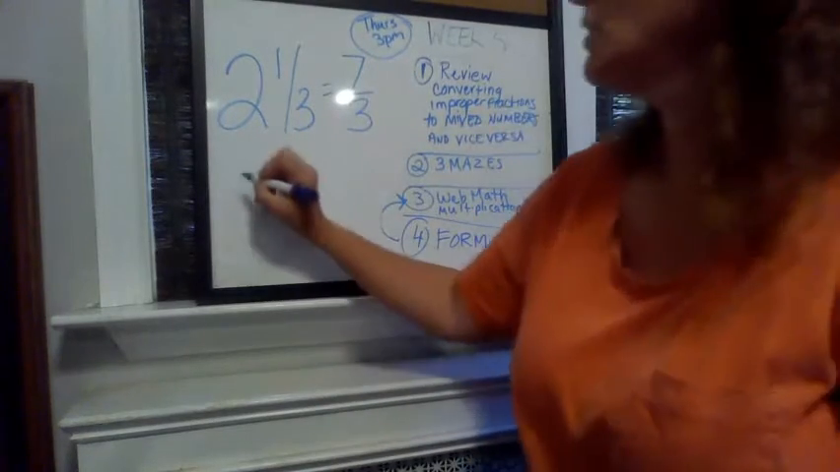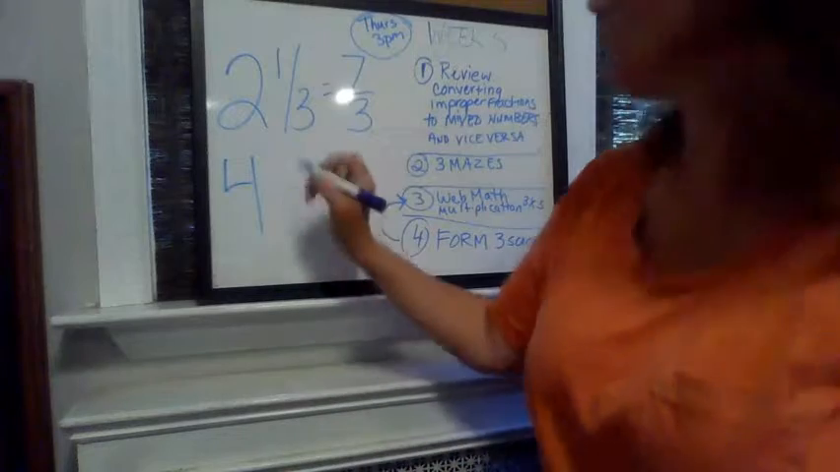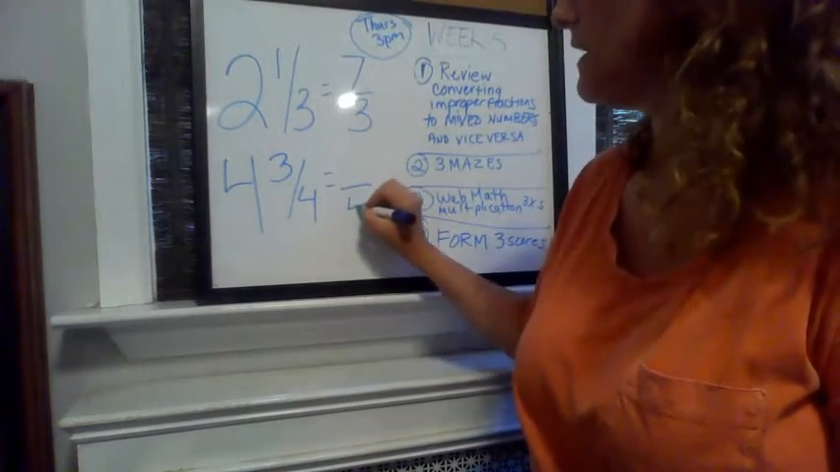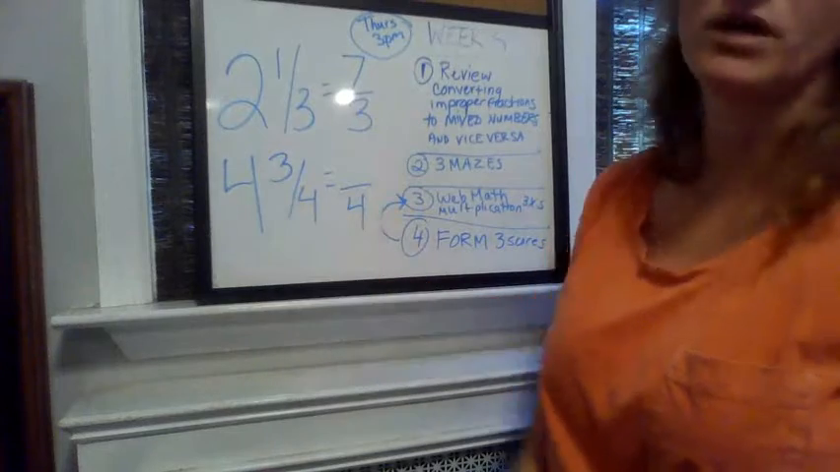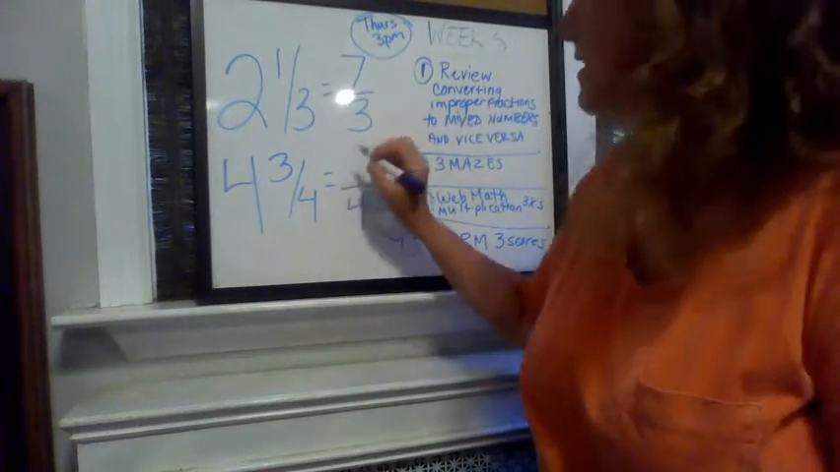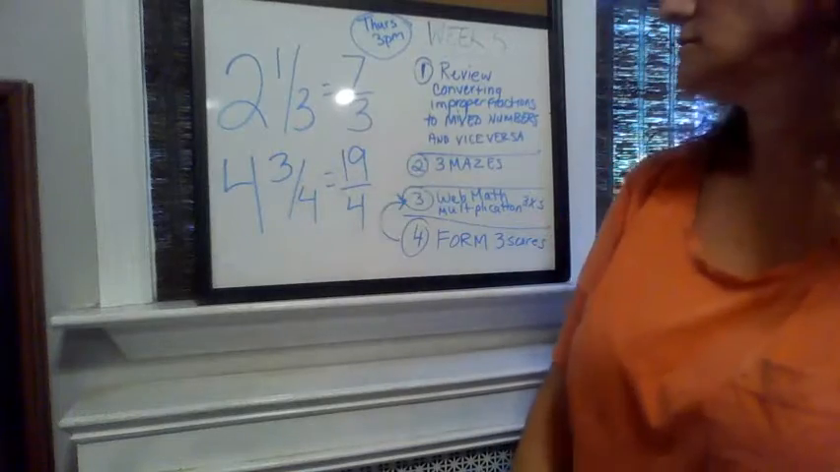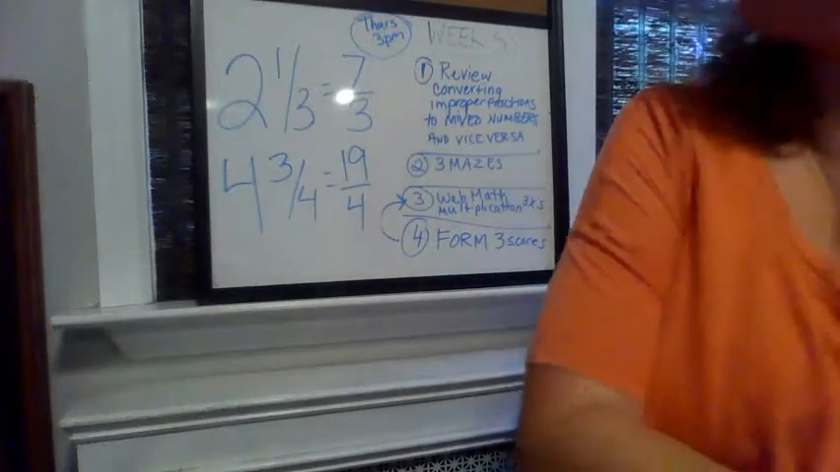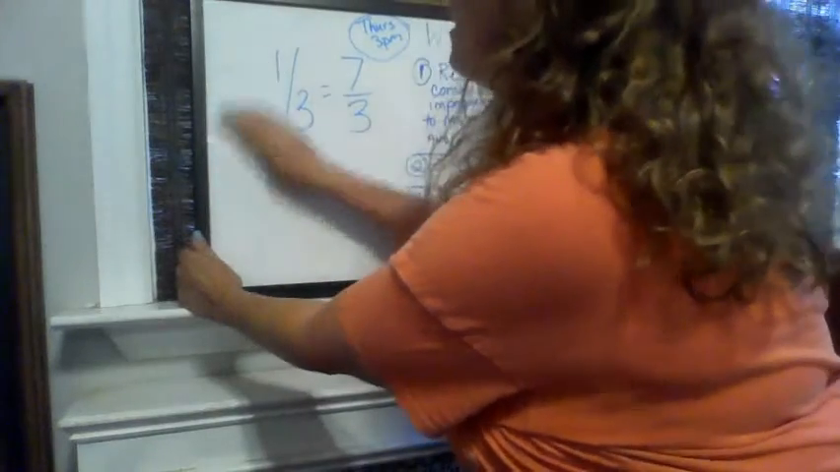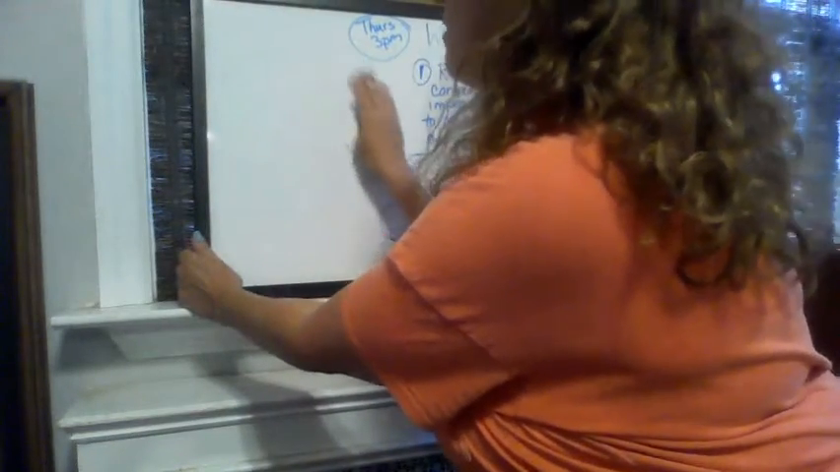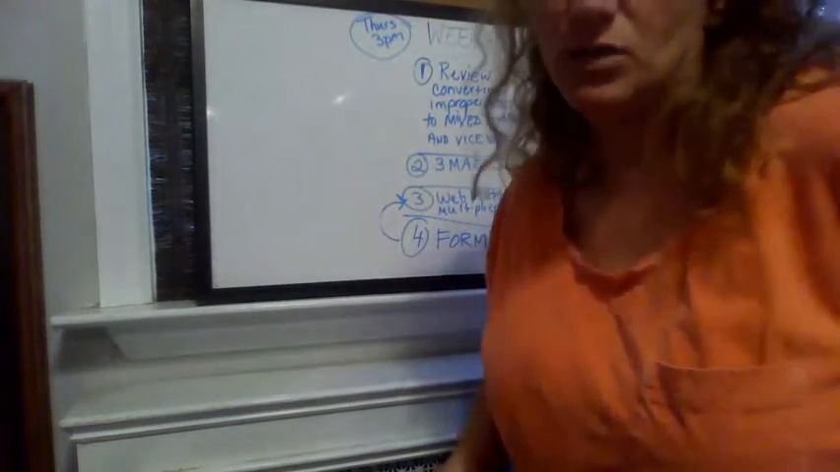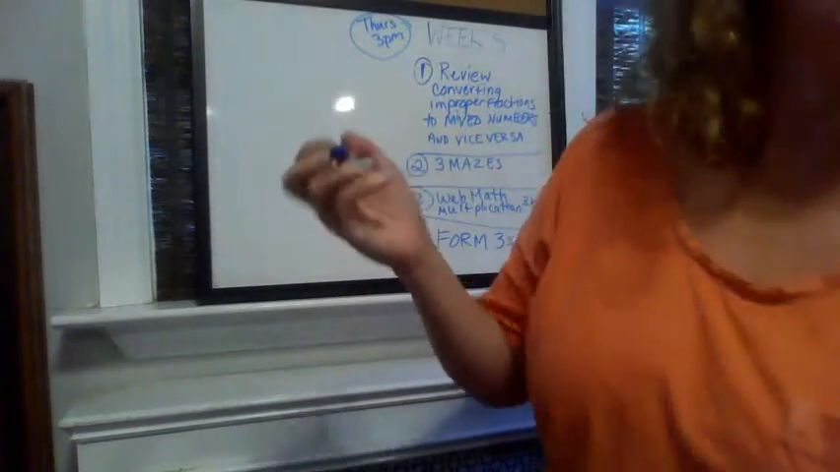Let's do another one. 4 3/4. Okay, so the denominator is going to be the same. We say 4 times 4 is 16. 16 plus 3 is 19. And that's that answer. Let's try one more. See, this is why you should be practicing your multiplication facts, because it makes doing these problems a lot easier. The concept, you probably got it down pat, but if you know the multiplication, it makes converting much easier.